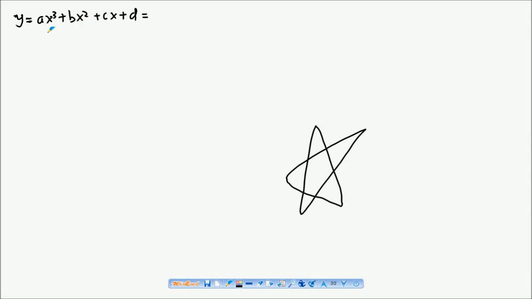We can factorize this form in this form. So a times bracket x plus a number, x plus another number, or x plus another number there. Okay.